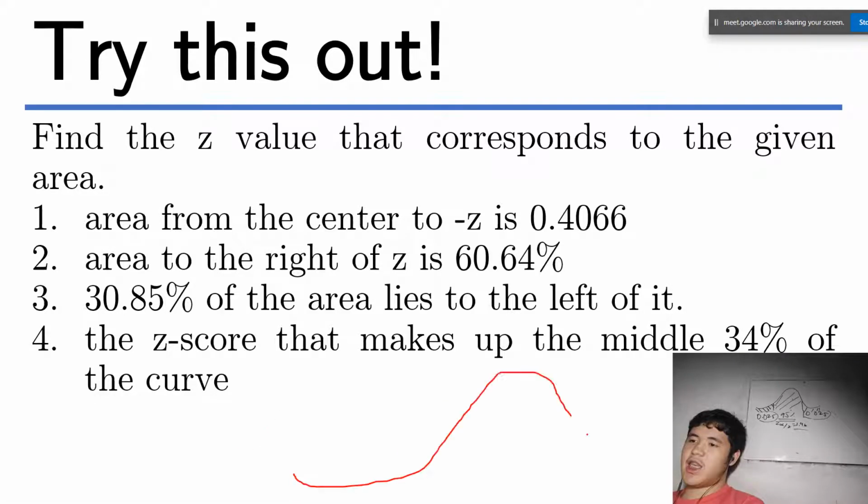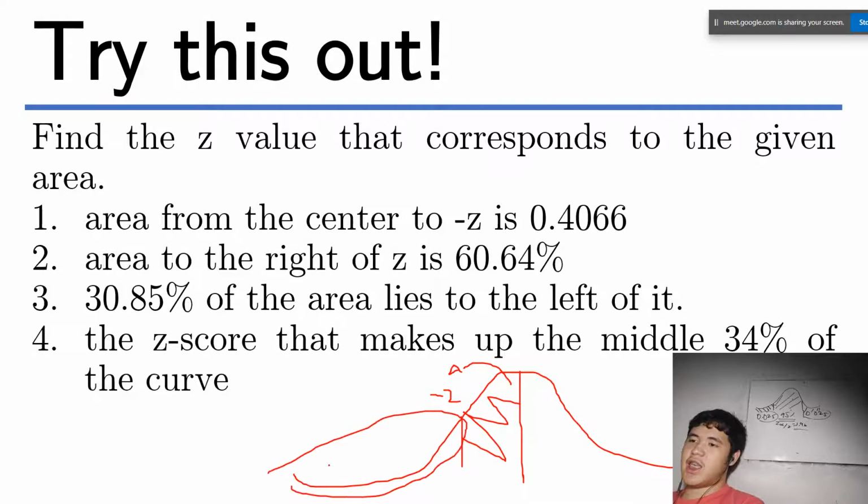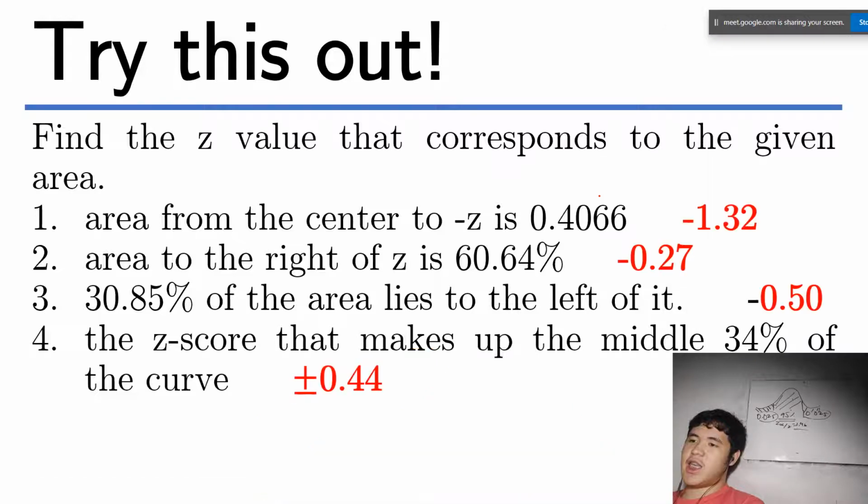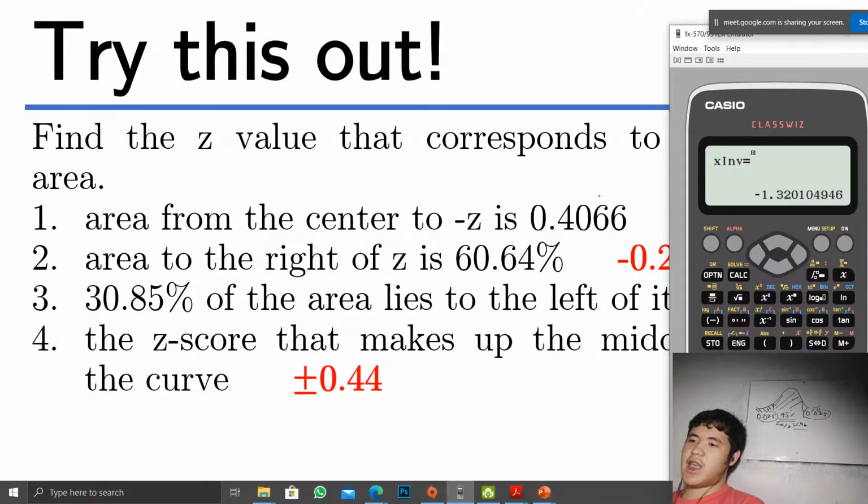Let me reiterate. Area from the center to negative z. So, ito pala yon. Ito yung center. Ito yung negative z. 0.4066. So, this calculator only accepts values to the left. So, what do we do? Diba, this is 0.5 na, 0.5. So, yung natitira is 0.5 minus 0.4066. And that's our answer, 1.32. Let's see. Yes, tama. Negative 1.32.